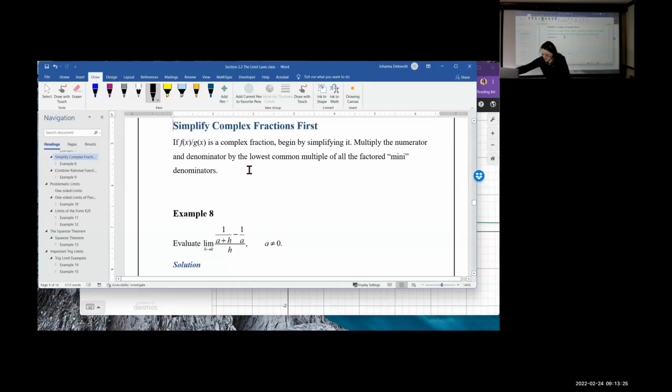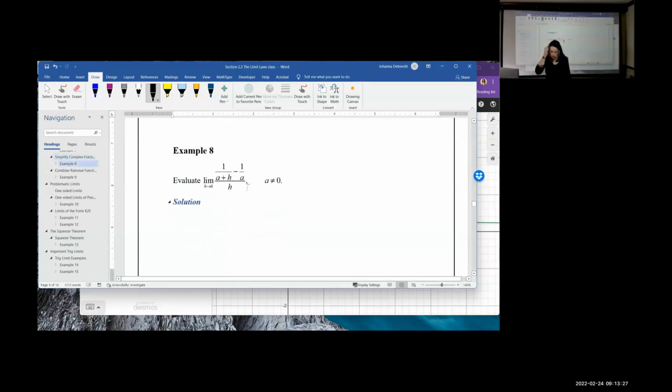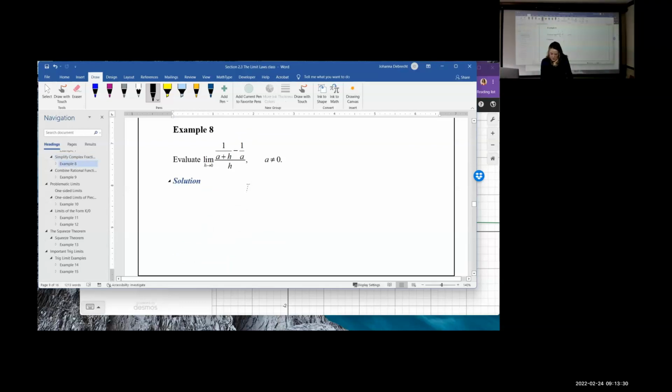So let's take a look at this first one here. Who can predict, and you can see what would happen. The limit is as h is going to 0. So the first thing we should try is just to plug it in. So we get 1 over a plus 0 minus 1 over a over 0. We already know there's a problem because we have 0 in the denominator. But as long as it's not 0 over 0, we may be able to get a result. But this gives us 1 over a minus 1 over a over 0, which is 0 over 0.